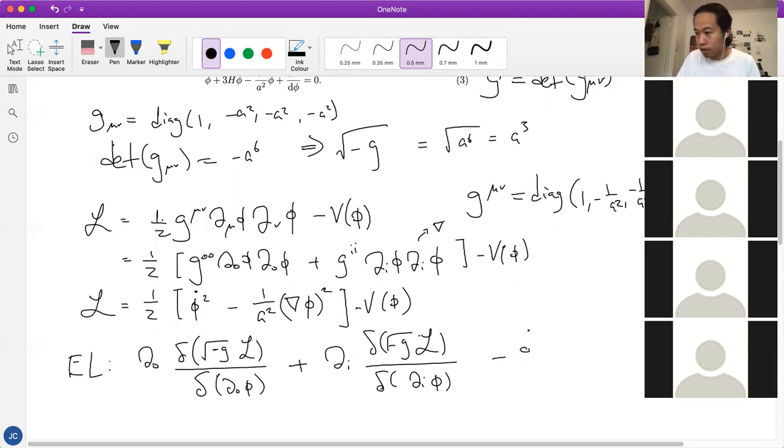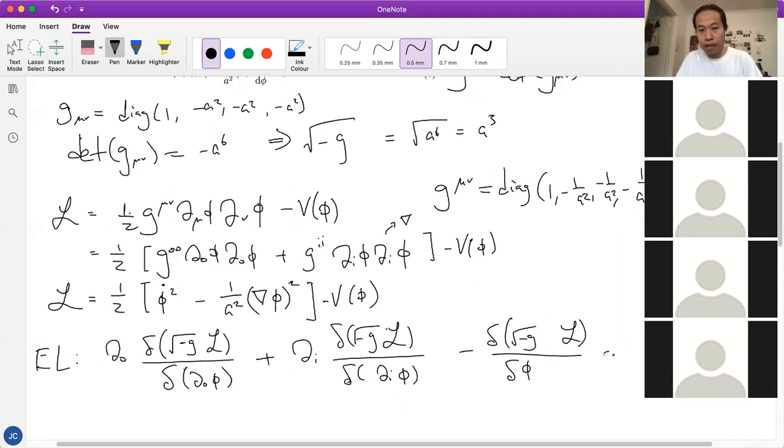And then minus the last one, which was just a derivative with respect to the field. And this whole thing is equal to 0. Okay, and now it's pretty clear. So the first one is with respect to phi dot. Second one's with respect to grad phi.